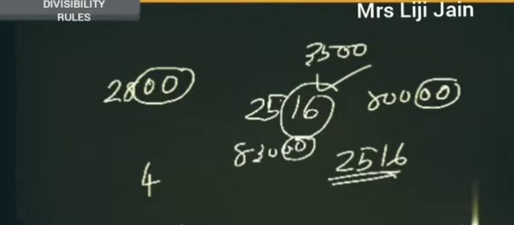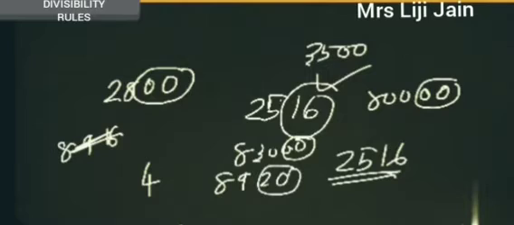Let's discuss one more. 8,920. What about the number formed by the last 2 digits? 20. Is 20 divisible by 4? Yes, we know, isn't it? 20 is divisible by 4. Since 20 is divisible by 4, we can say that 8,920 is also divisible by 4. Is it clear? Okay, that is the rule of divisibility by 4.